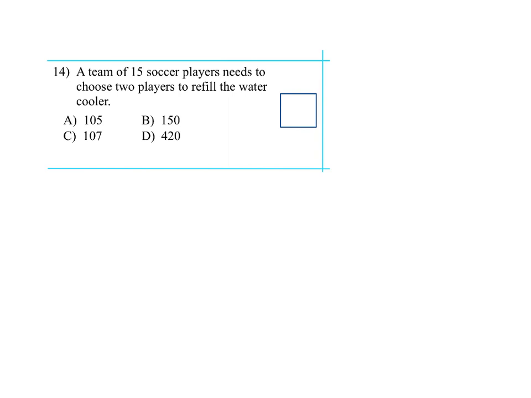So in this scenario, a team of 15 soccer players needs to choose 2 players to refill the water cooler. It doesn't matter what order I choose the 2 in, they're both refilling the water cooler. So that is a 15C2 situation. And so on my calculator, I type 15, I hit the PRB key, and I do NCR. And then I type 2, and I hit equals, and 105 pops out.